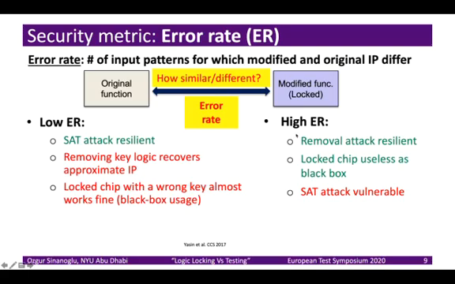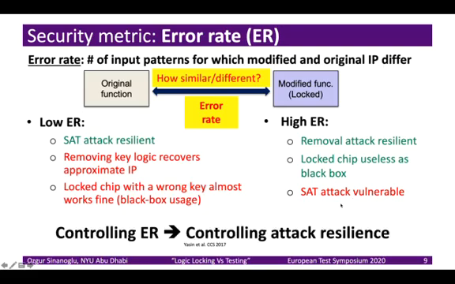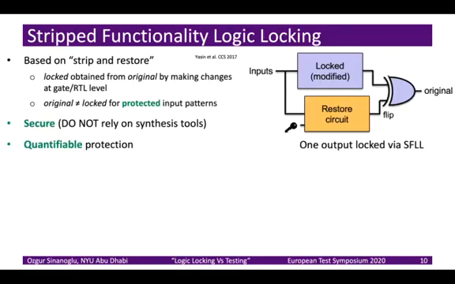On the other hand, if we have a high error rate, then it will be good in the sense that the modified function will be very different than the original function, so it will be resilient against removal attacks and netlist analysis attacks. The chips will be useless with the incorrect keys because they will be failing most of the time. The error rate is high. But at the same time, we'll be giving a lot of information to oracle-guided attacks, so SAT attacks will be powerful. But the bottom line is controlling the error rate helps us control the attack resilience. And that's what the logic locking technique should basically pay attention to.